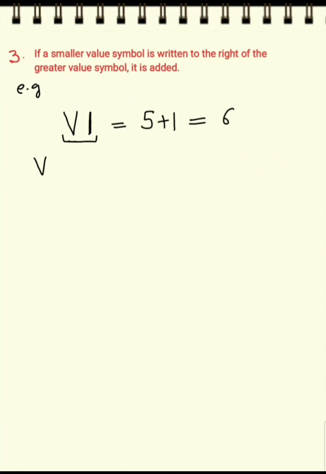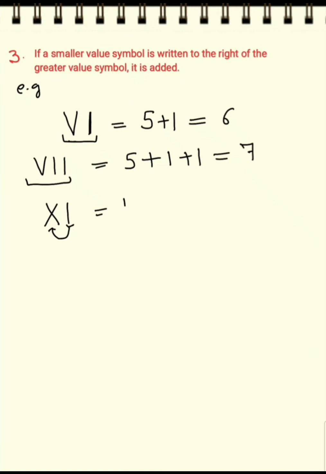Similarly, if I write V and again I, it will become 5 plus 1 plus 1, which is equal to 7. This is the symbol for 7 in Roman numerals. Similarly, if I write X and I write I to the right of this X, then its value will get added to X. So it will become 10 plus 1, which is equal to 11. And this is the symbol for 11 in Roman numerals.